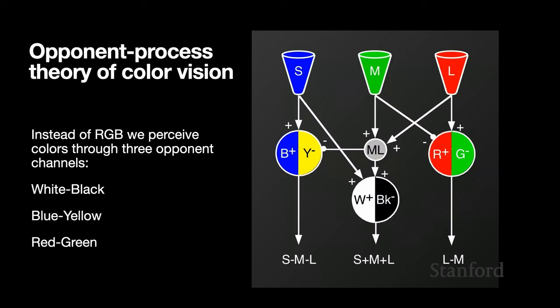The way humans perceive it is actually not these signals, but you merge them. You merge them in a sense where you get this white and black signal, which is basically somewhat summation and addition of all these three wavelengths. White is presence of all these three, black is subtraction. Then you have a blue, yellow, and then you have a red, green opponent colors.